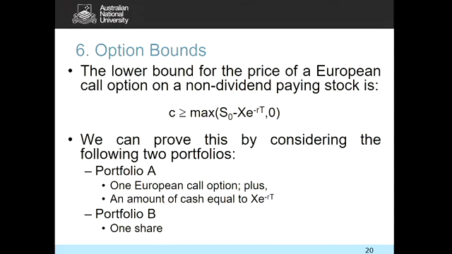Okay, we'll make a start again. So we've done the upper bounds. Now we're going to have a look at the lower bounds. This is working out what's the least amount of money the option should be selling for.